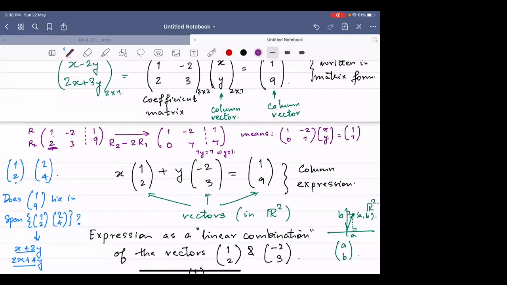So now if you want to solve this system, if you take the second row first, you get 7y equals 7, so y equals 1. And then if you substitute y equals 1 in the first equation, x minus 2y equals 1, that will give you x equals 3.